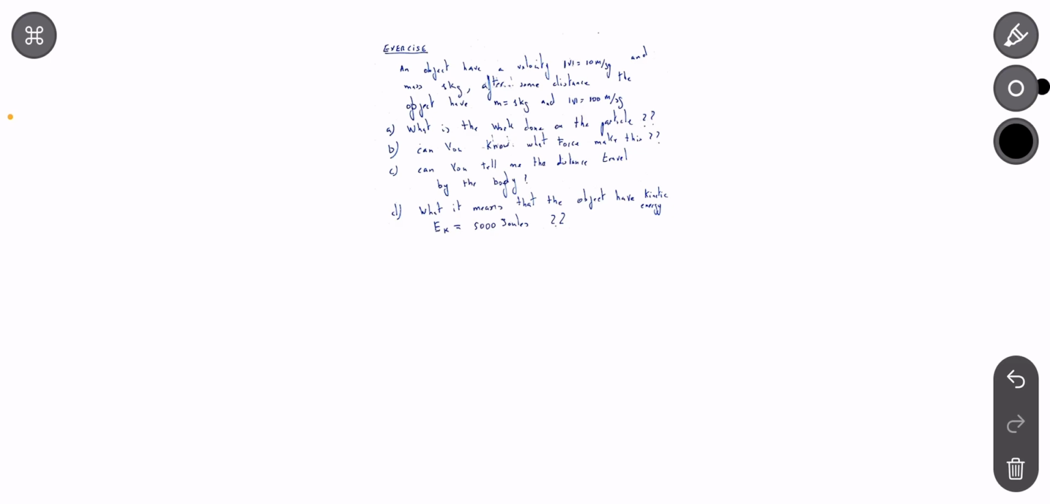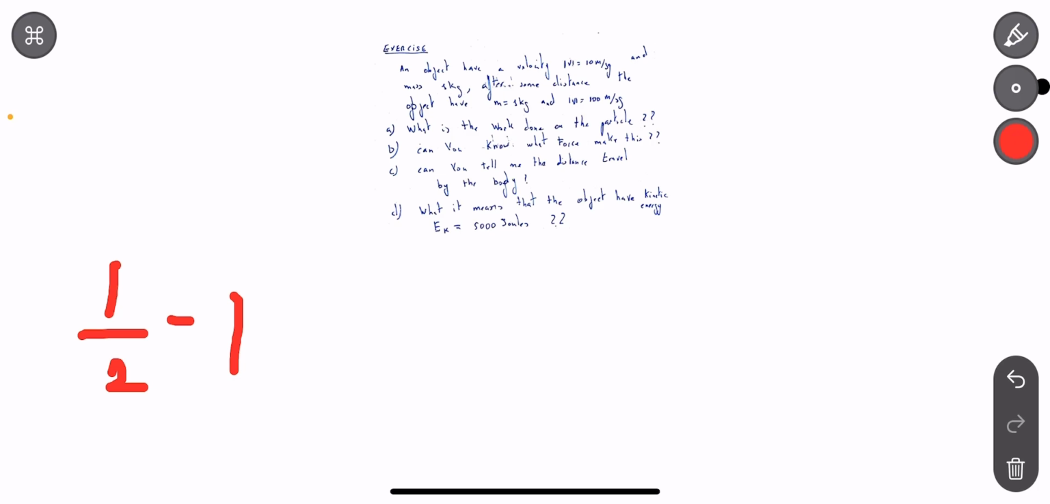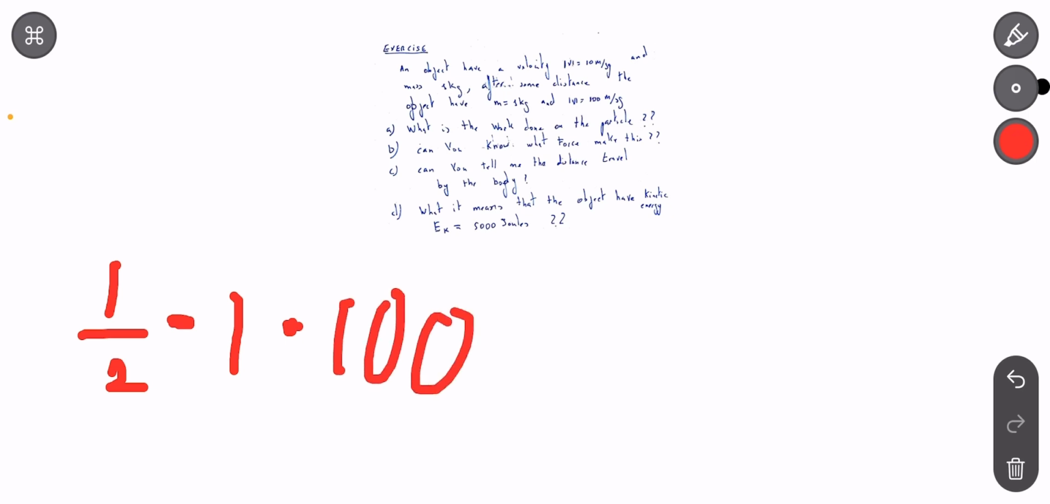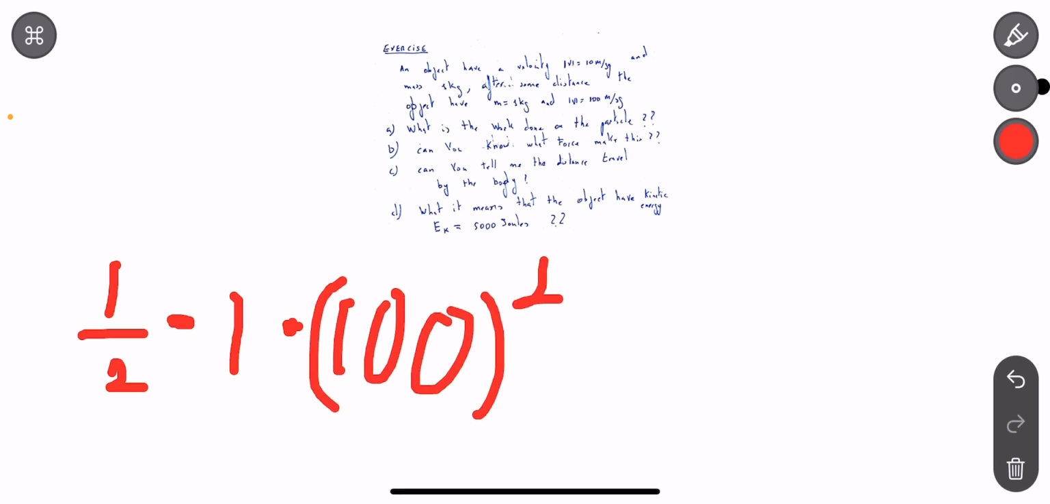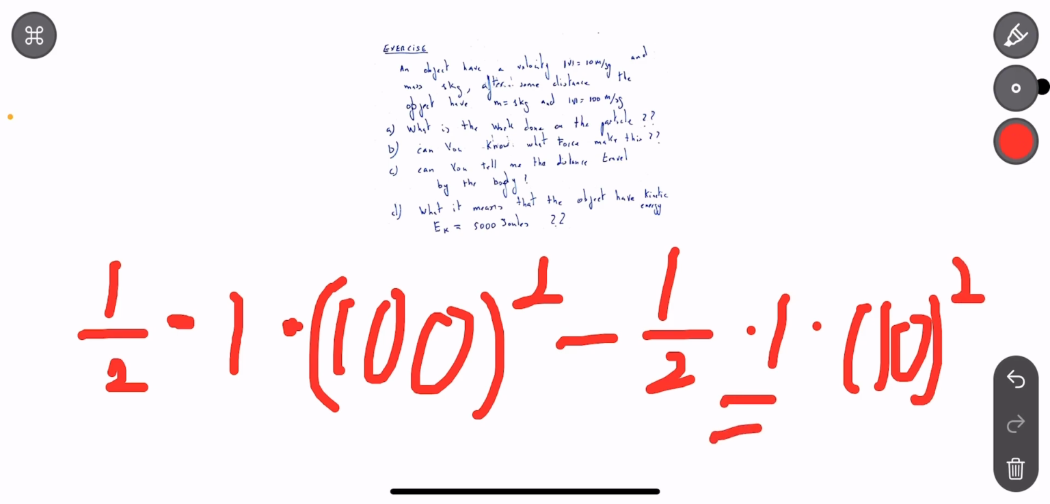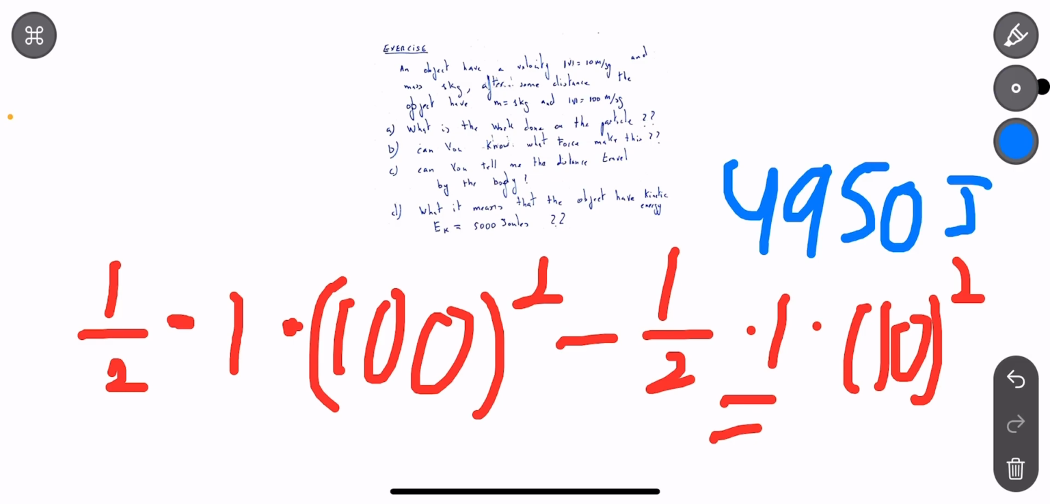So after we plug in the numbers, which I'll do right now, in red. So we got 1/2 times 1 times 100 squared, minus the 1/2 times the 1 times the 10 squared, which will give us 4,950 joules. Okay, and that will help us solve for part A.